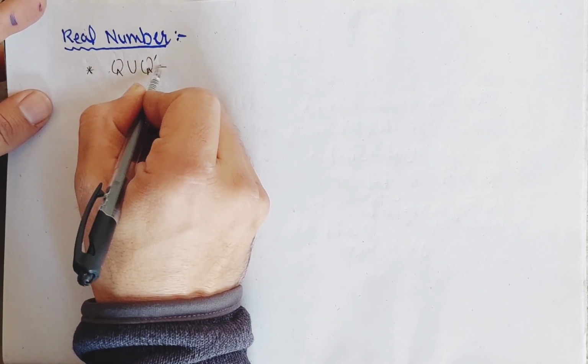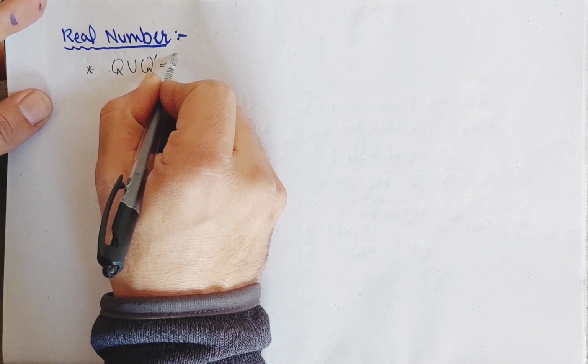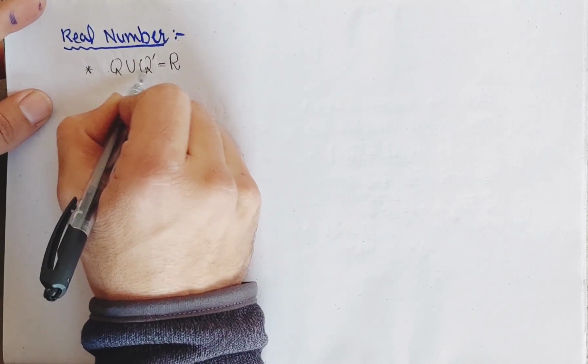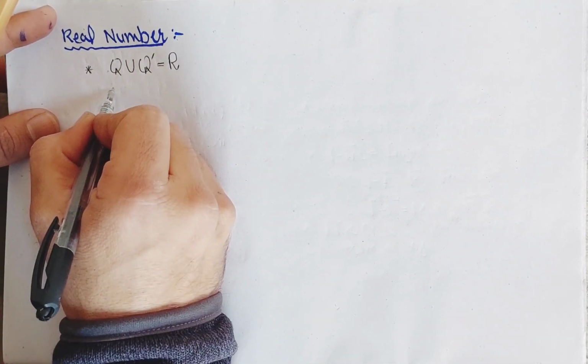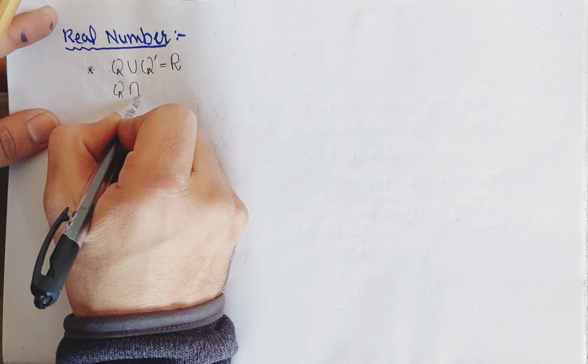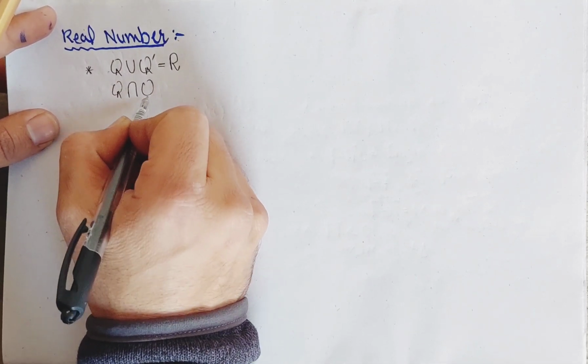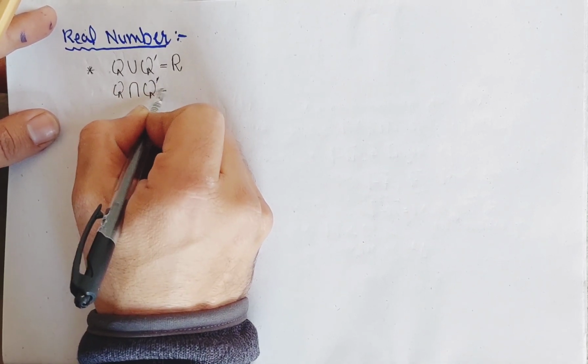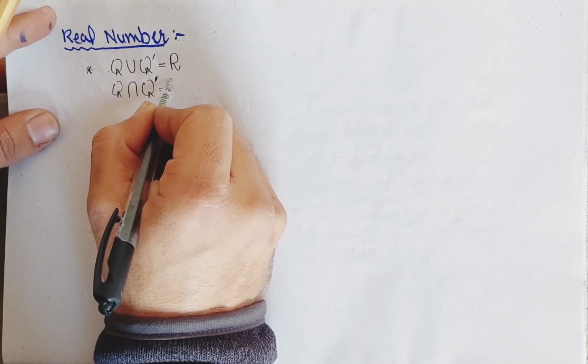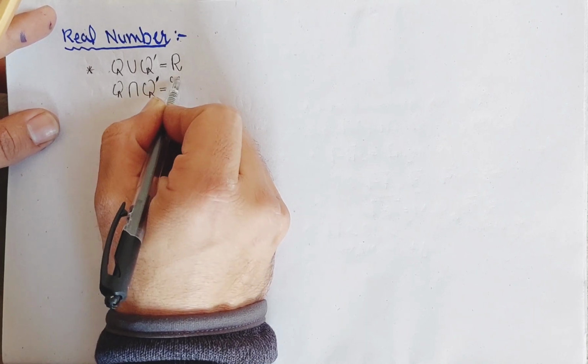This is the sign for the union and this is for the intersection. If I take intersection, what I will get? An empty set because there is nothing common to these. इनमें कोई common है ही नहीं. That's why you will get an empty set.